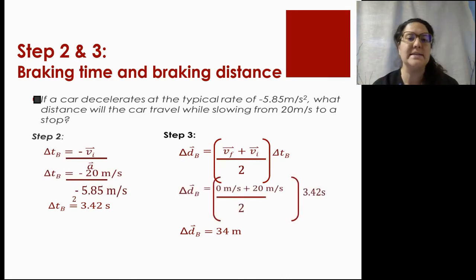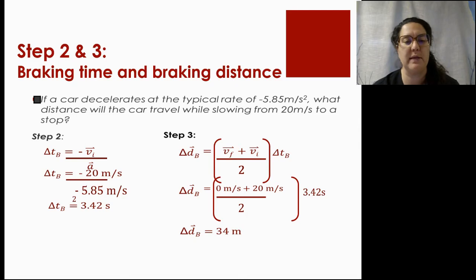So if a car decelerates with a typical rate of negative 5.85 meters per second squared, what distance will the car travel while slowing from 20 meters per second to a stop? So we need to find out how long it's going to take. So we take our final velocity of 0, subtract our initial velocity of 20 meters per second, and divide it by our acceleration of negative 5.8 meters per second squared. And we get a complete time of 3.42 seconds.